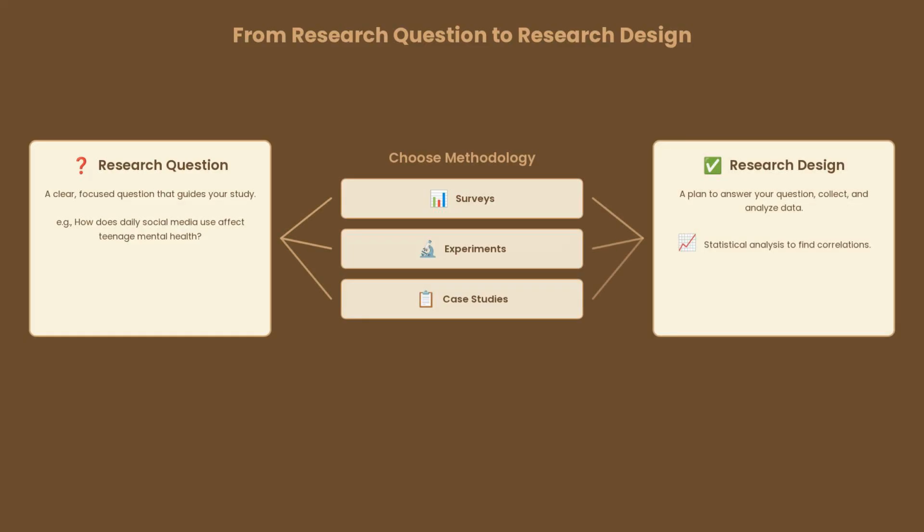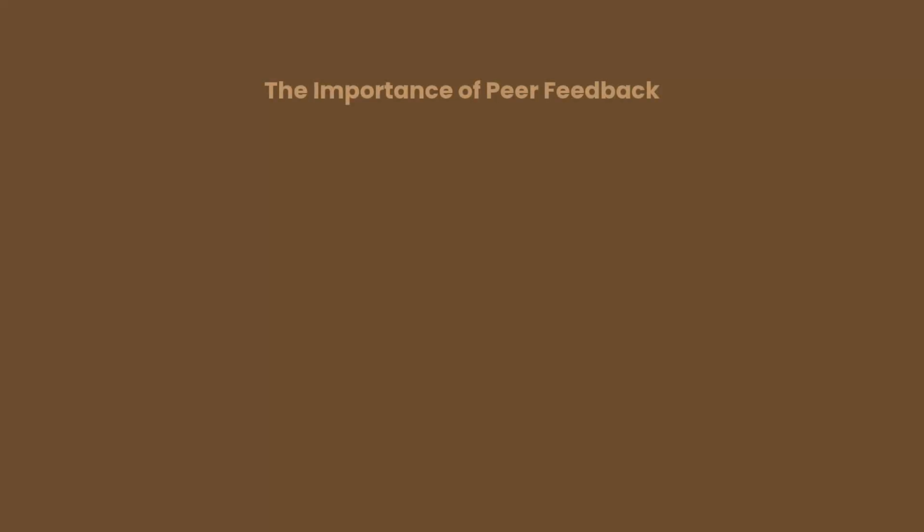data. For instance, if your research question is about the impact of social media on teenage mental health, your research design might include a survey to measure social media use and mental health symptoms, along with a statistical analysis to identify correlations or causations. Now, let's discuss the importance of peer feedback in research development.